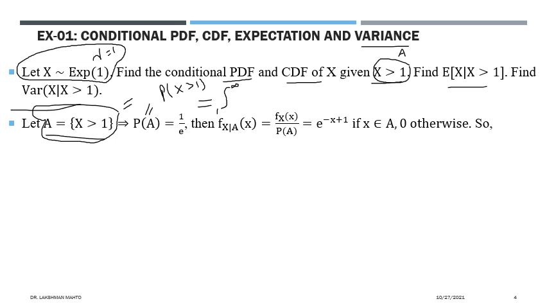And what is the density function of this exponential random variable? Here lambda equals 1, so the density function would be simply e to the power minus x. Simply integrate this one. After integrating, what value will you get? Your value would be 1 by e. So this is the probability of the event A, the given event A.